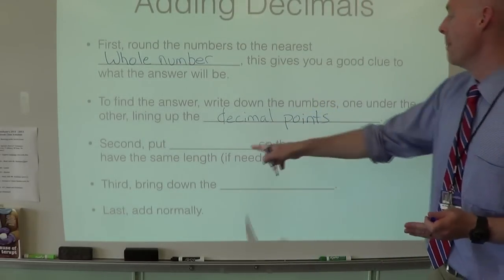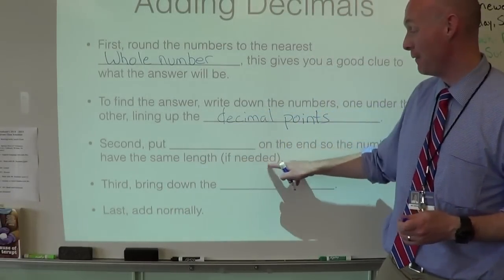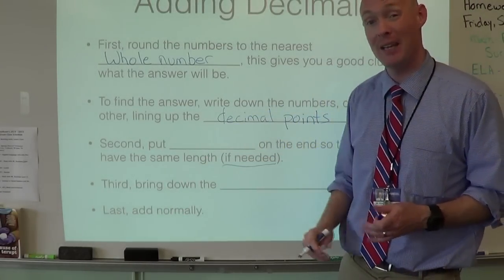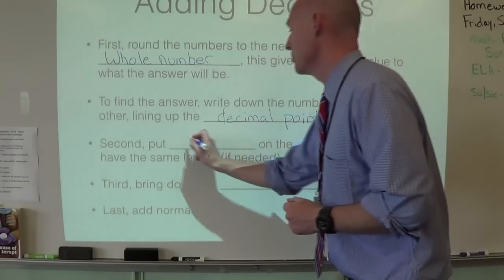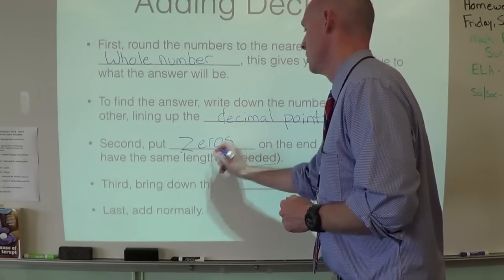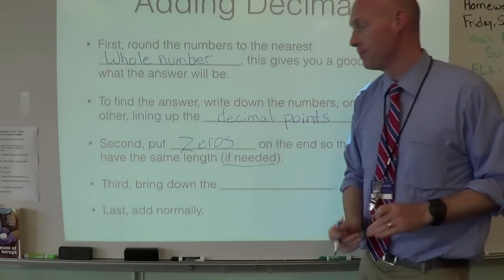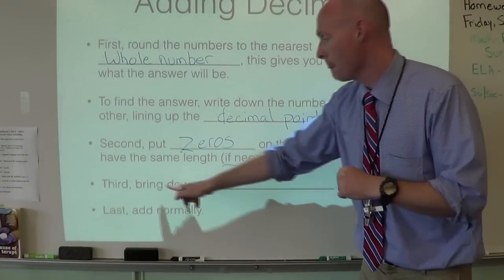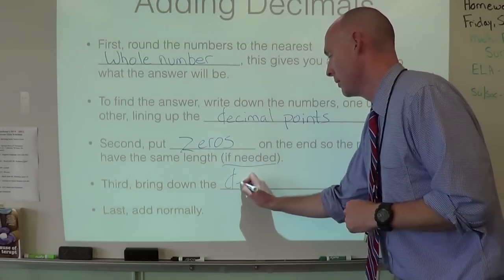Second, you're going to put zeros on the end so the numbers have the same length, if needed. I'm going to underline that, if needed, because you don't always have to do it. The answer is it's zeros. You just want the numbers to be equal in length. I'll give you an example in a minute. And third, you're going to bring down the decimal point.